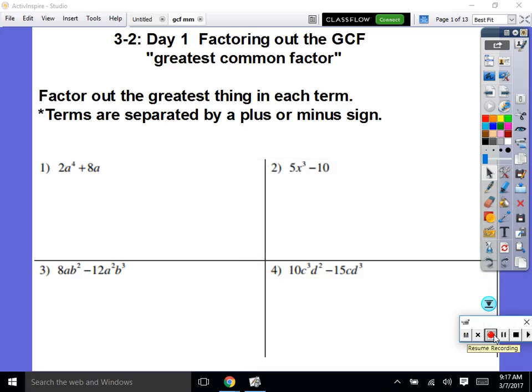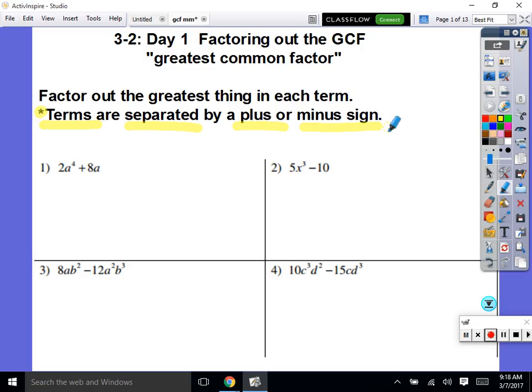So we're going to be factoring out the greatest common factor. We do need to understand a little bit of vocabulary first so that when I say something, you're not confused on what I'm talking about. Greatest common factor is you're going to factor out the greatest thing in each term, like the most in common. Now, when I say each term, terms are separated by a plus or a minus sign. So if I say factor it out of each term, there could be 2 terms, there could be 3.